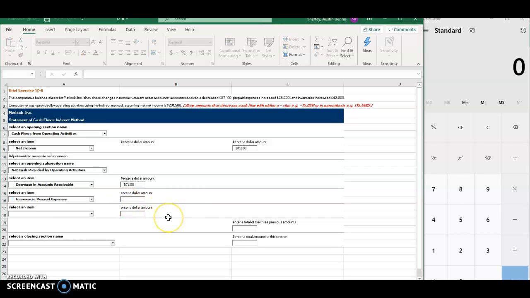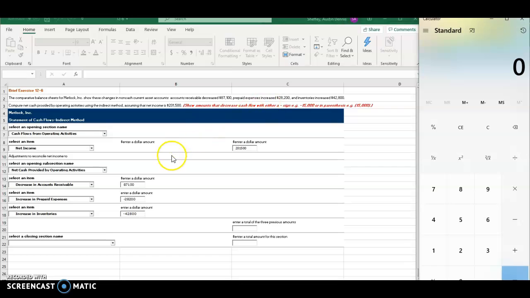When it comes to the net cash, we have to subtract that from the net income to get the true net cash amount. So we're going to do a negative sign, 28,200. And for the third one, inventories increased. For my problem, it increased 42,800, so we have to take that off the net income amount.